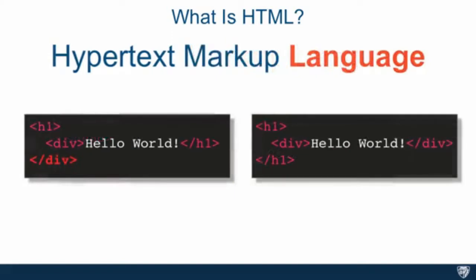The last word in Hypertext Markup Language is language. Language implies that it has its own syntax, meaning there's a right and a wrong way to code it. For instance, in the example on the left, the closing div tag appears after the closing h1 tag. So its closing order is switched, which causes parsing and potentially rendering errors. So HTML is a language. You could code it up in a way such that it's wrong and something will break. HTML also has its own semantics, which means tag names can mean something either to machines or to humans.